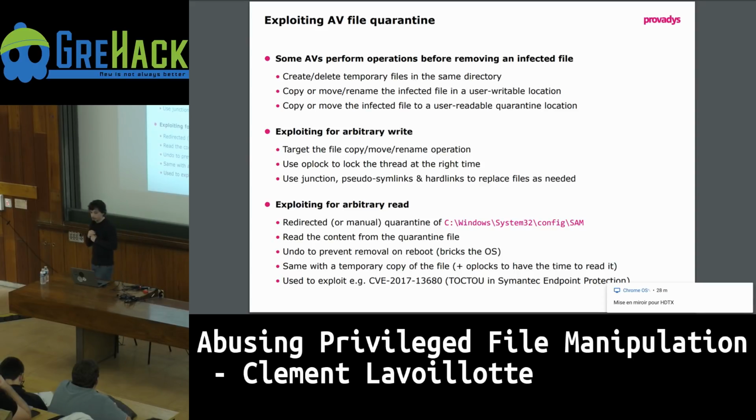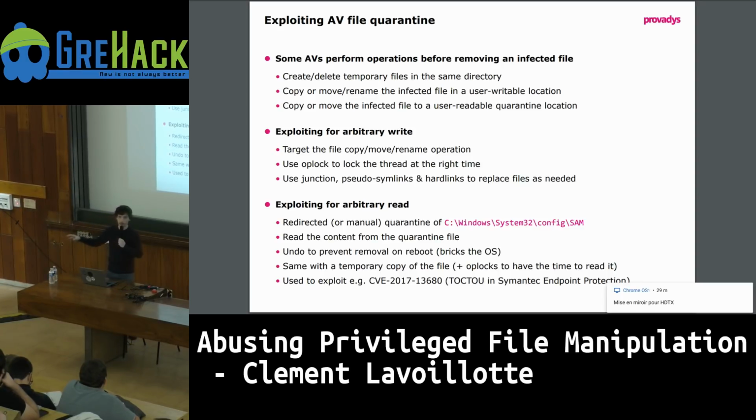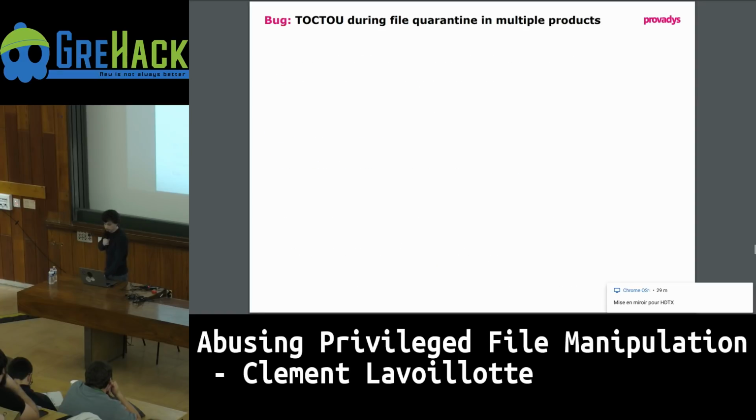But for arbitrary read, what we can do, for instance, is to use the technique seen before to delete a file we want to get the content of, and just read that content from the quarantine file. So if the AV creates a temporary copy, or just puts it in the quarantine file, and the quarantine files are user readable, we can just read the content of the file that we just deleted from the quarantine file. Again, we'll have to unxor it or something like that, but we can get to the content.